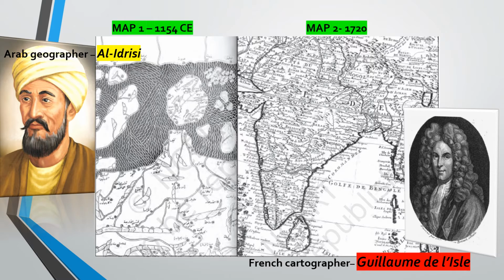If you closely observe, map 1 shows slightly different dimensions, like it looks upside down compared to the map that we currently use. That is, the southern portion of India is in the place of northern India. Whereas map 2 was believed to be made 600 years after map 1 was created.